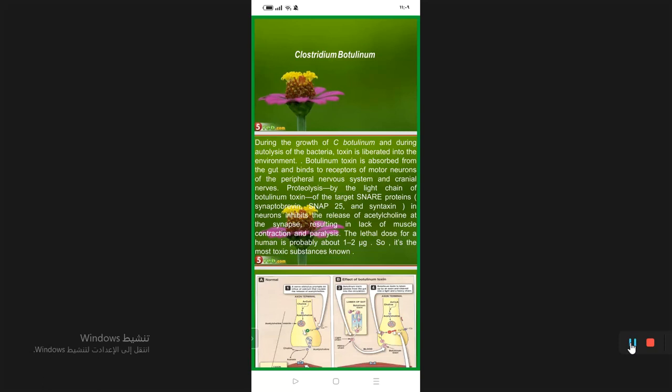شباب الاكشن مالت التوكسين راح تكون كالتالي.